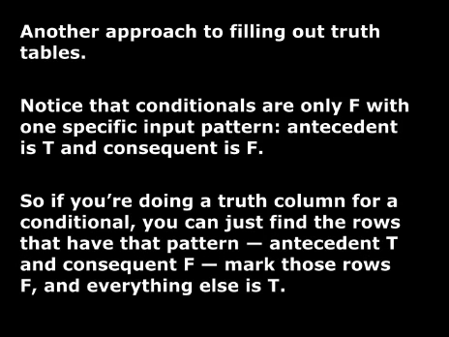Conditionals also have a special pattern, which is that conditionals are only false in the specific case where you have a true antecedent and false consequent. So when you're doing a truth column for a conditional, you can just look for that pattern. Look for any row where you have a true antecedent, false consequent, mark that as F, and then when you're done, everything else gets a T.